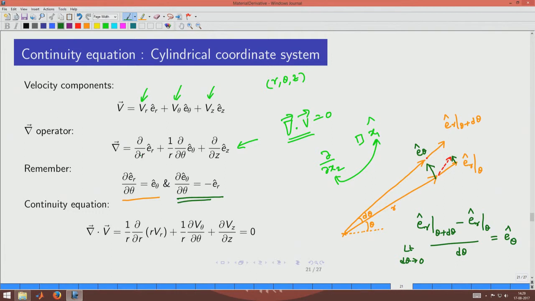Okay. So, remembering that these kind of terms will exist, then when we dot this with this, we get the equation in final form here, which means that the divergence of velocity in cylindrical coordinate system equal to 0 is the continuity equation in cylindrical coordinate system. You see that it is nothing but 1 by r dou r v r by dou r plus 1 by r dou v theta by dou theta plus dou v z by dou z is equal to 0. Okay. So, we now have the continuity equation in the cylindrical coordinate system also.